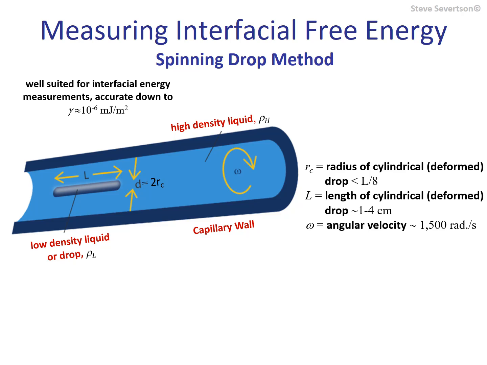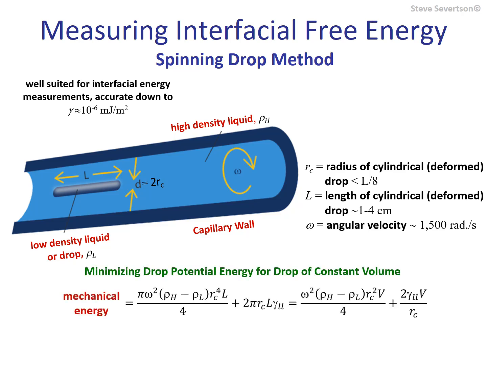The technique involves the injection of a liquid drop of density ρL into a higher density liquid ρH held in a cylindrical capillary tube, usually of diameter of maybe 0.1 to 0.2 centimeters. Rotating the tube at an angular velocity omega causes the low density drop to locate axially at the tube's center. With increasing omega, the drop deforms from a sphere to a prolate ellipsoid, and at high enough angular velocities to an elongated cylinder. We arrive at the equation for calculating the interfacial free energy by minimizing the mechanical energy for the cylinder with respect to the cylinder's radius, noting that the drop volume is a constant.